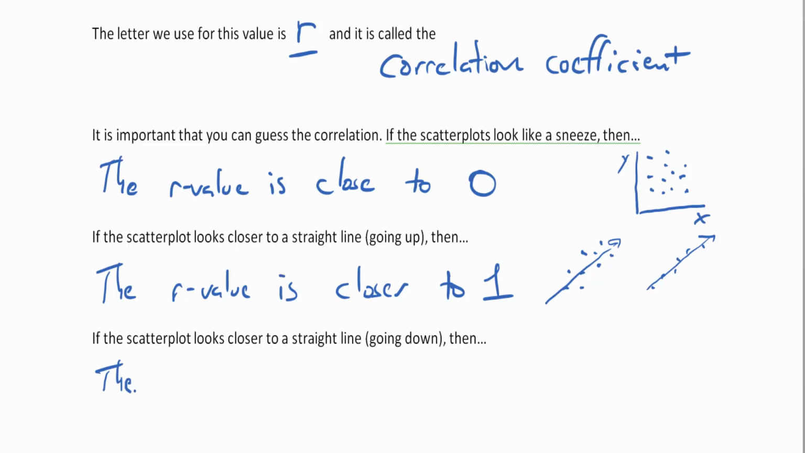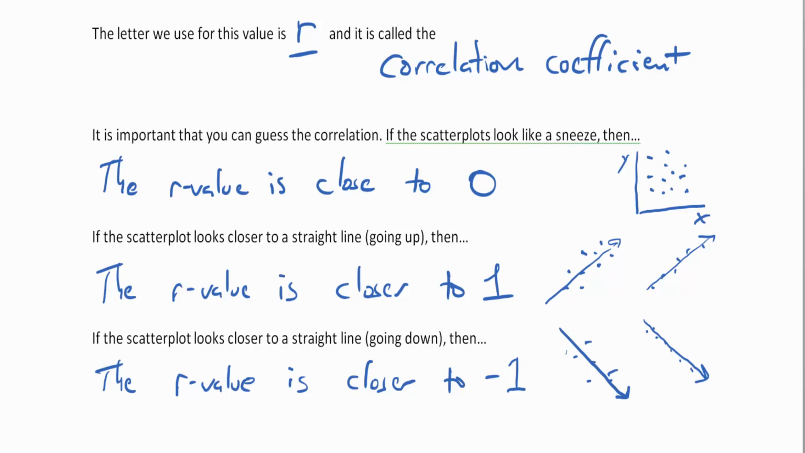The same thing goes down if the scatter plot looks closer to a straight line going down. Then the R value is closer to -1. So here's where things get a little tricky, because you can have dots that move down like so, and again this would be probably -0.65 or -0.70 or -0.8. But then if they really kind of fall in line here, according to a straight line, then this is going to be something like -0.95 or -0.97.